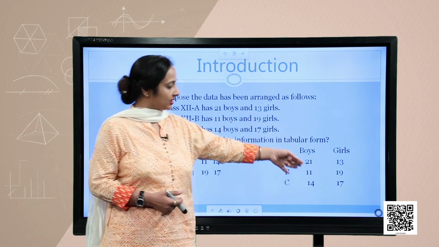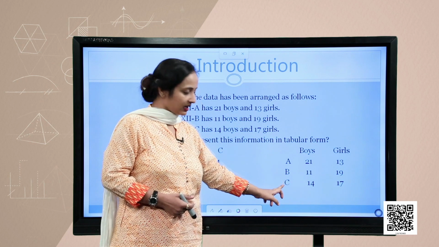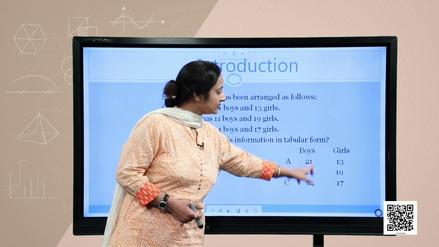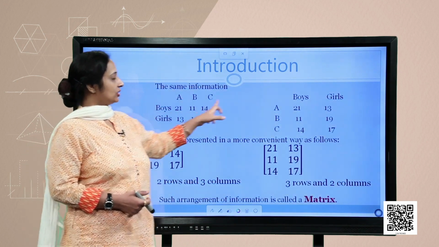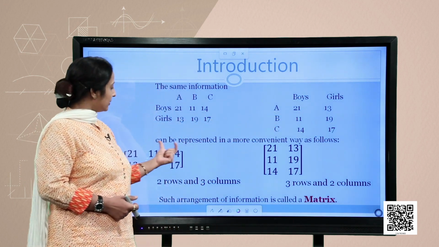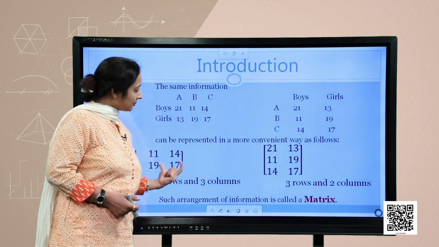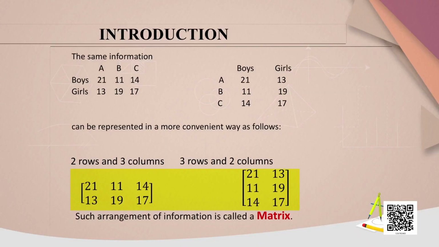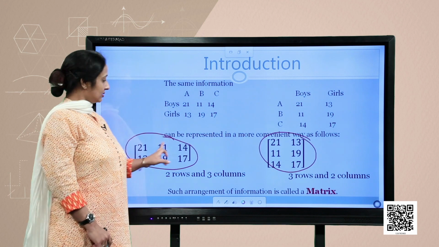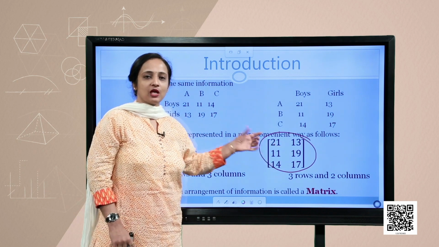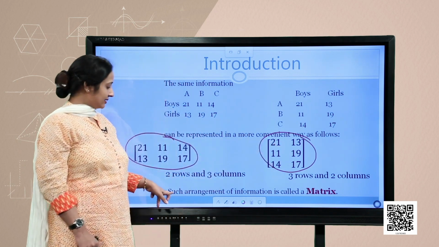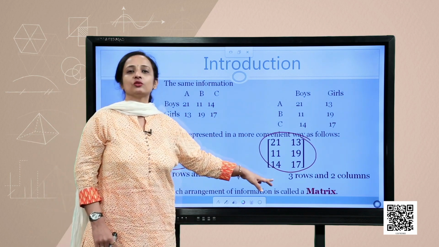The same data can also be represented in another way, in which we take sections A, B, C here, and boys and girls, and these two columns have been made. So the same tabular data can be written in the form of these matrices. This square bracket form is called a matrix. In the first case you have 2 rows and 3 columns, in the second case you have 3 rows and 2 columns. Both are representing matrices. So we can say that such an arrangement of information is also called a matrix.